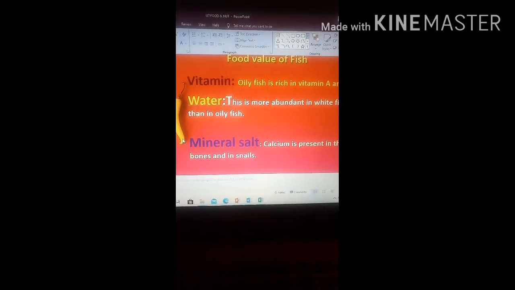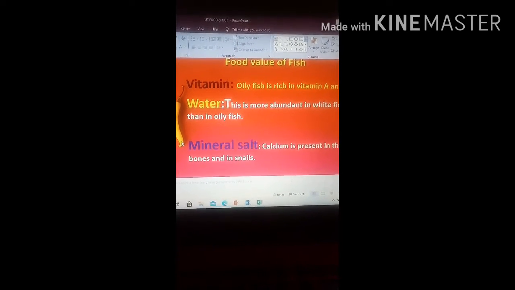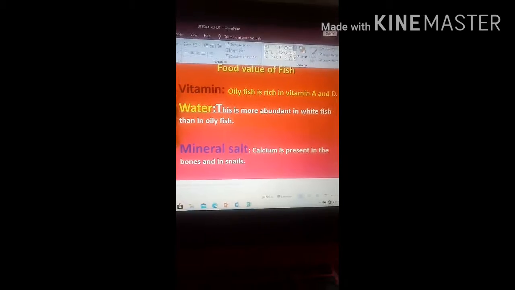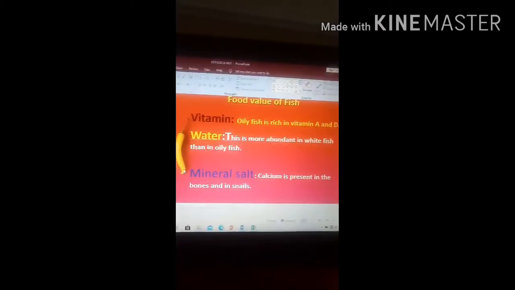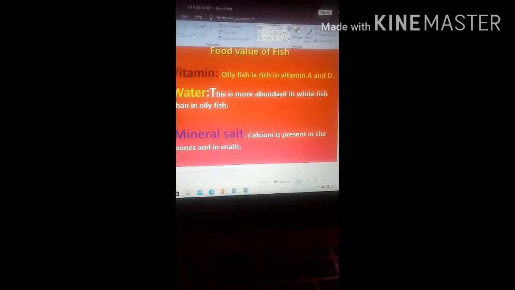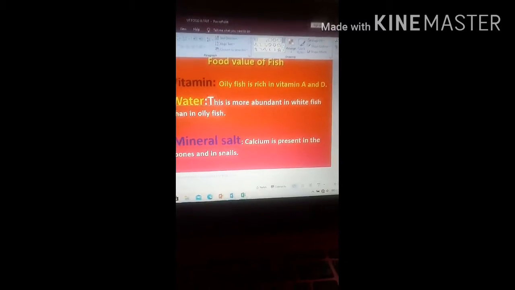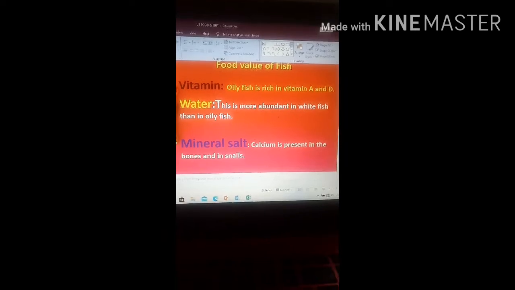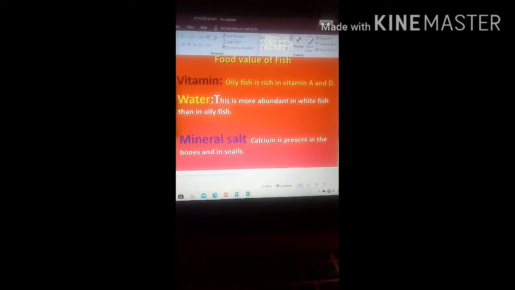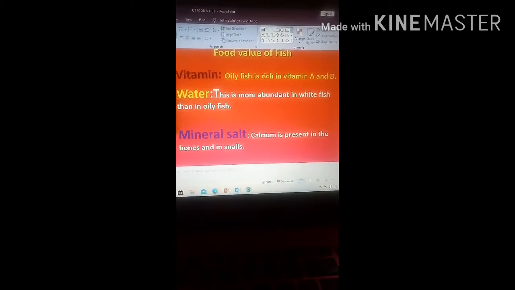Then water is more abundant in white fish than the oily fish. We all know the importance of water in the body. It aids digestion. And then 70% of our body consists of water, so we need water to survive. So white fish give us more water than oily fish.